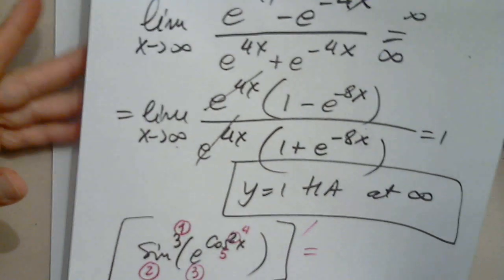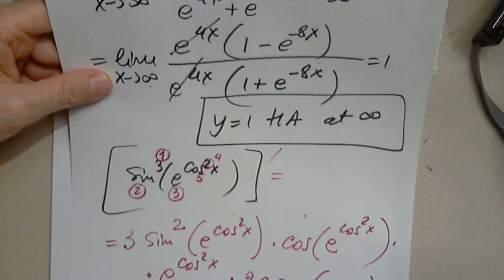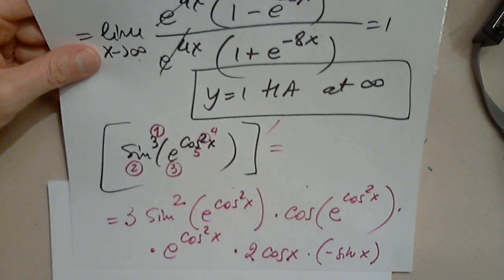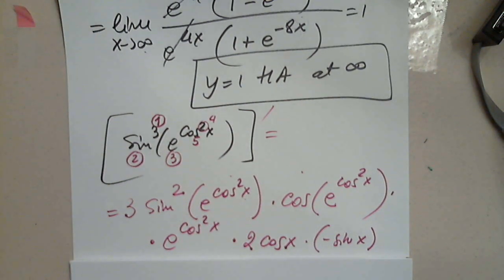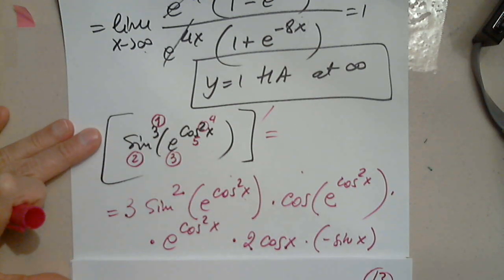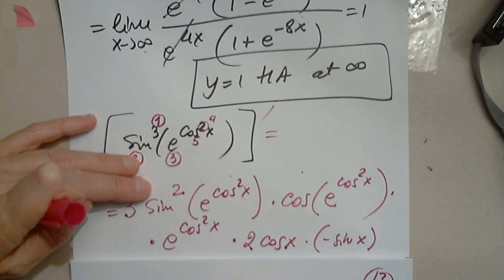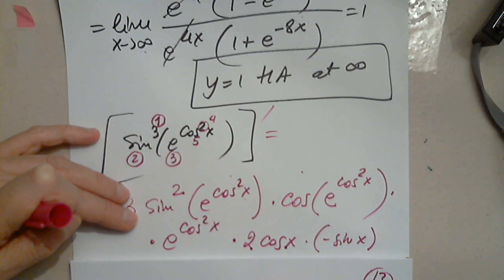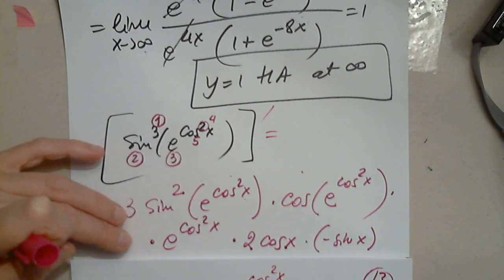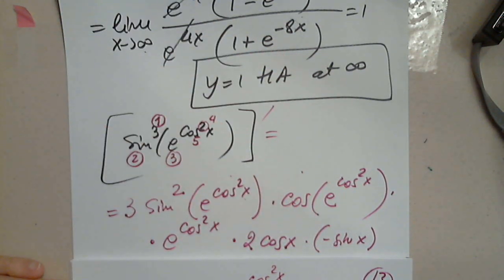I will multiply negative 1 by 2 and by 3 and put it in front. Nothing else can be done. So this is negative 6, sine x, cosine x, e to cosine squared x, and then multiply these two as they are: sine squared of e to cosine squared x, times cosine of e to cosine squared x.